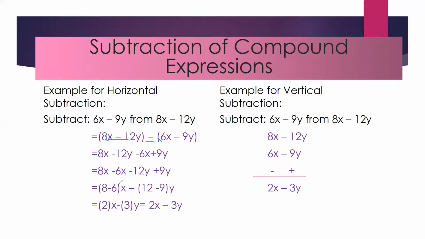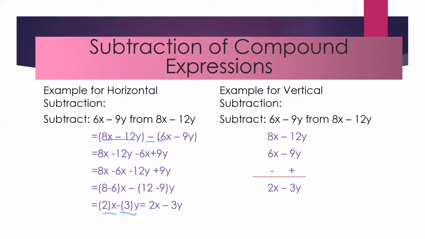Now 8x minus 6x, 8 minus 6 gives you 2, so 2x. And minus 12 plus 9: you get the negative answer because the negative number is greater. So you get the minus sign. 12 minus 9 gives you 3y. So you get 2x minus 3y.